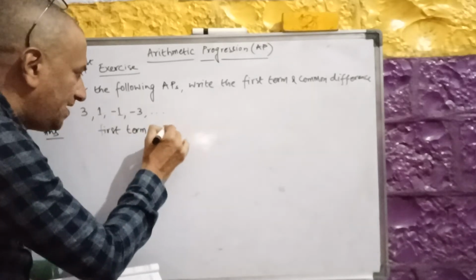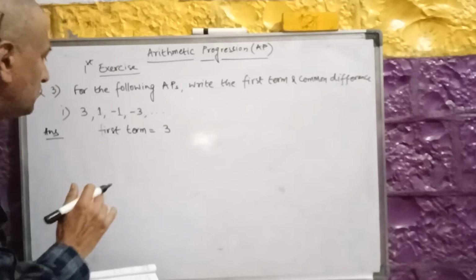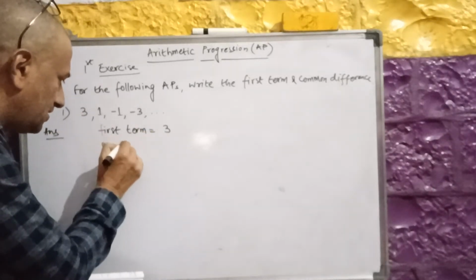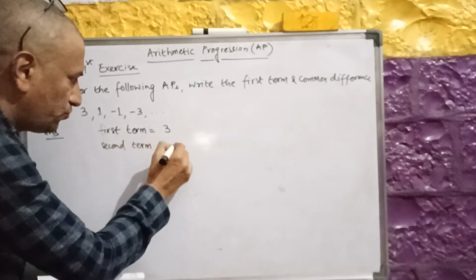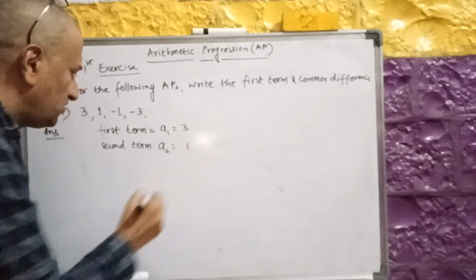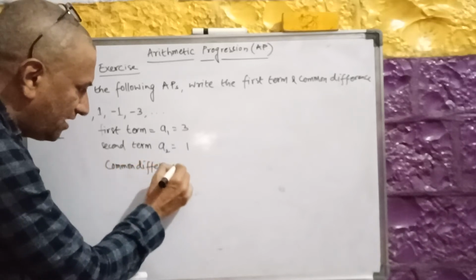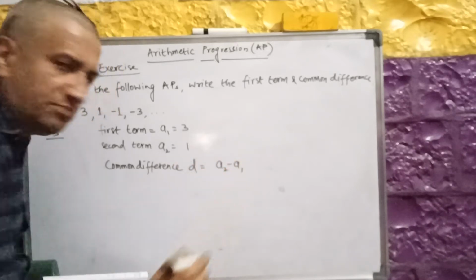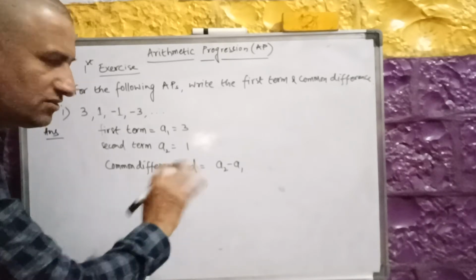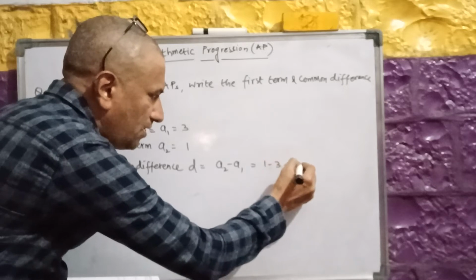So the first term is equal to 3, and the common difference is nothing but the difference between any two consecutive terms, the higher term minus its preceding term. If I take these two terms, this is the first term, this is the second term, which we can say as A2. Here I can say the first term A1 is equal to 3, or A is equal to 3, and A2 is 1. The common difference, which we call in short D, is nothing but A2 minus A1. Please make sure that you don't do A1 minus A2. Always it should be the higher term minus the lower term, so A2 minus A1, and the terms should be consecutive terms. So 1 minus 3 is equal to minus 2.